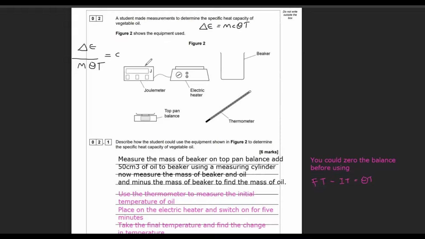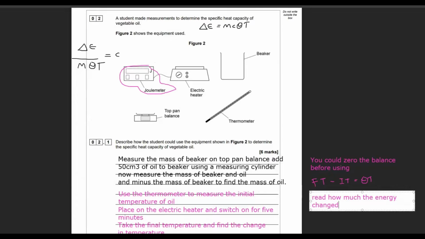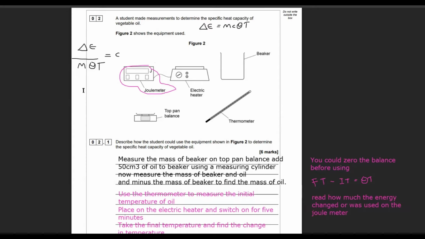And now what do we do with this bad boy over here, the joule meter? I want to say, read how much the energy changed or was used on the joule meter. And then what I want to finally say is use this equation to find C, the specific heat capacity.